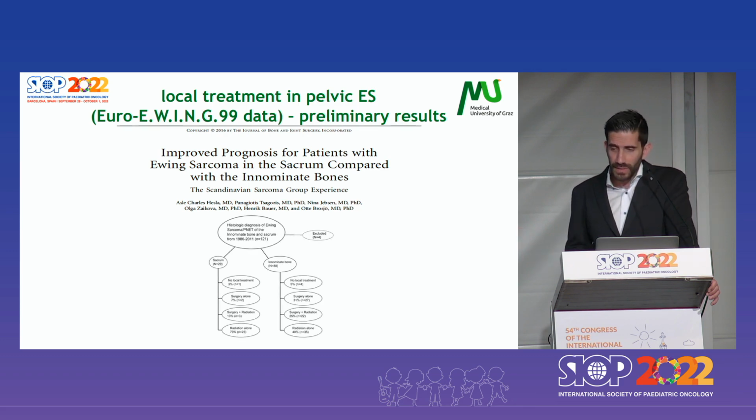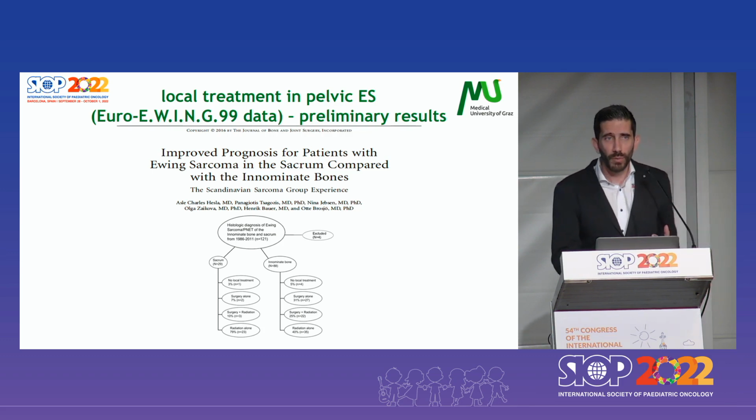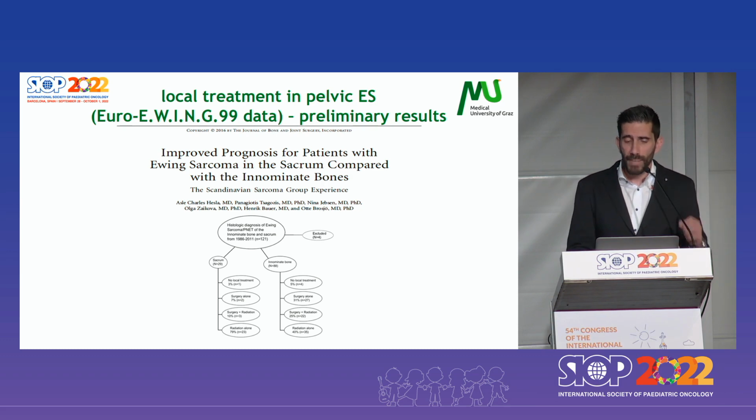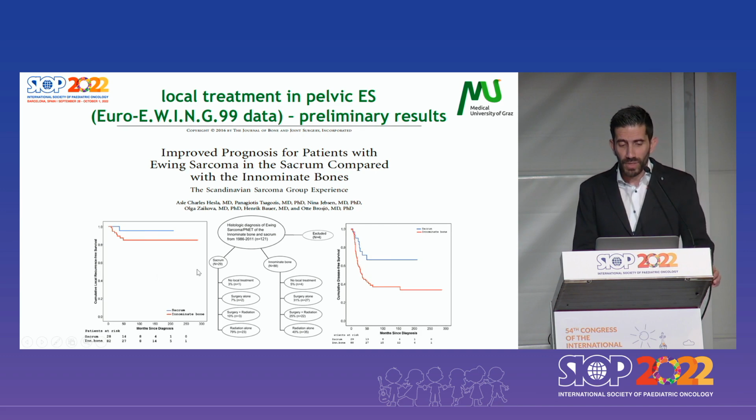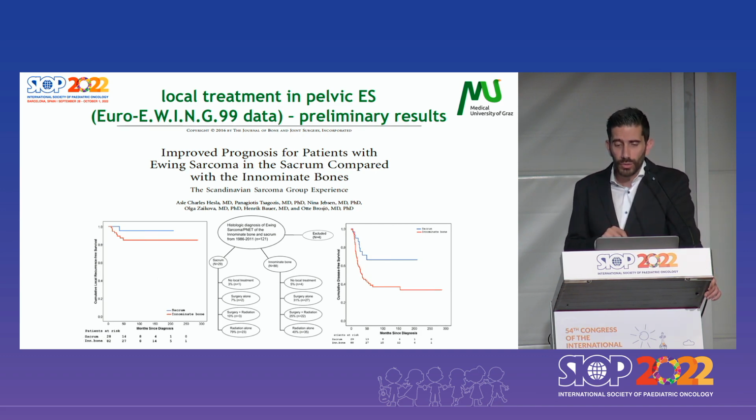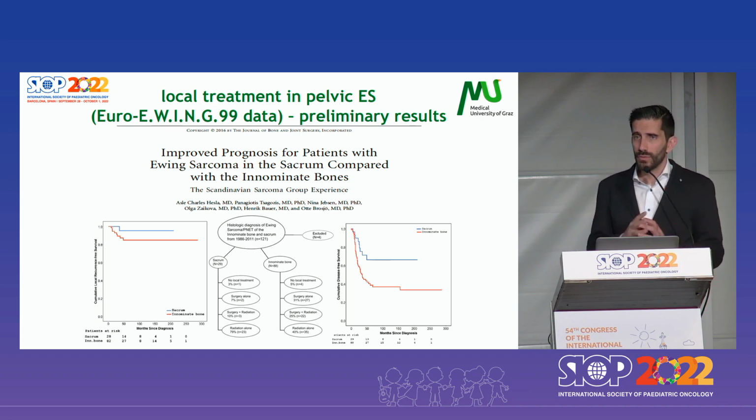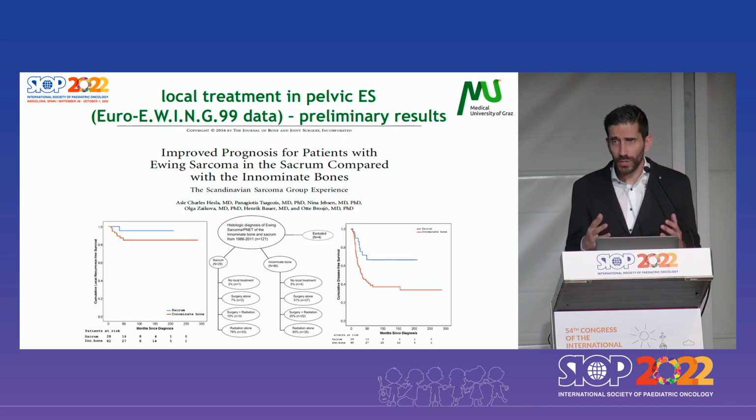And what this study showed very nicely was that despite the fact that sacral Ewing sarcoma is treated with radiotherapy alone much more often compared to patients with non-sacral Ewing sarcoma, patients with sacral Ewing sarcoma still have a trend for a higher local control and a significantly higher overall survival probability compared to patients with non-sacral pelvic Ewings, meaning that sacral and non-sacral pelvic Ewings appear to be two different sets of diseases that we need to consider separately.